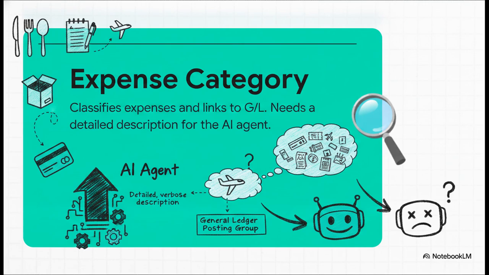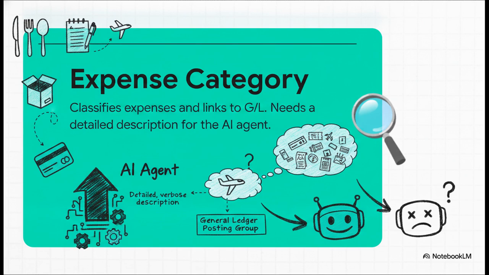Section 4. Defining categories. An expense category is essentially how we group things like meals, travel, or office supplies. It's the bridge that links whatever the user inputs directly to the general ledger posting group. But here's a massive pro tip for you. The category description field holds up to 250 characters. Use them. Use all of them if you can.